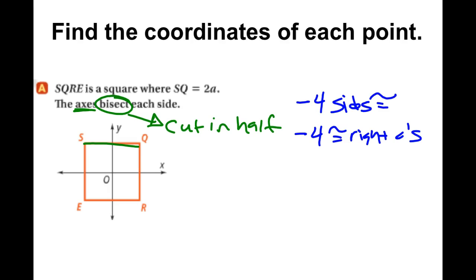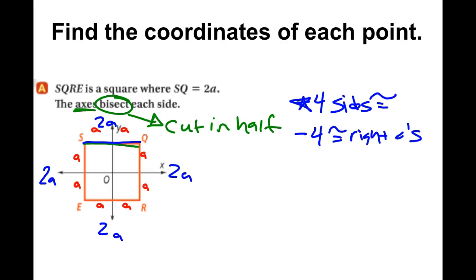So we were told that SQ, this top side, is 2A units. Well, that would imply that every single side is 2A units because it's a square and all 4 sides are congruent. Now the other thing they told us is the axes bisect, mean cut each side in half. That would imply that if the top side is 2A, half of it is A and the other half is A.